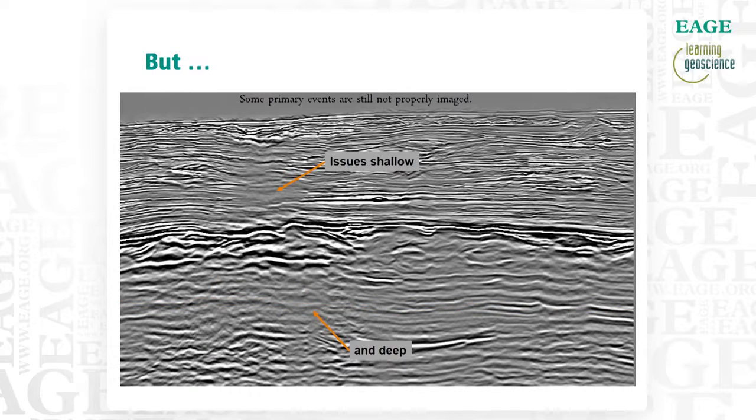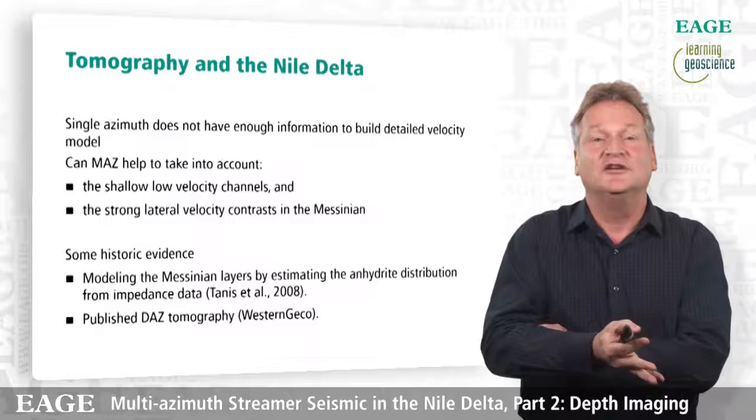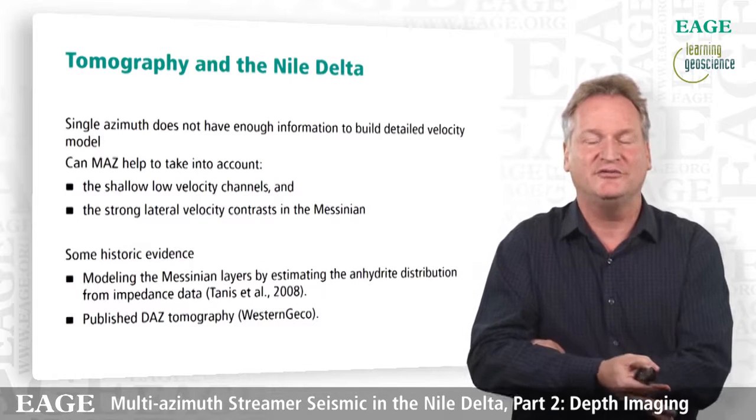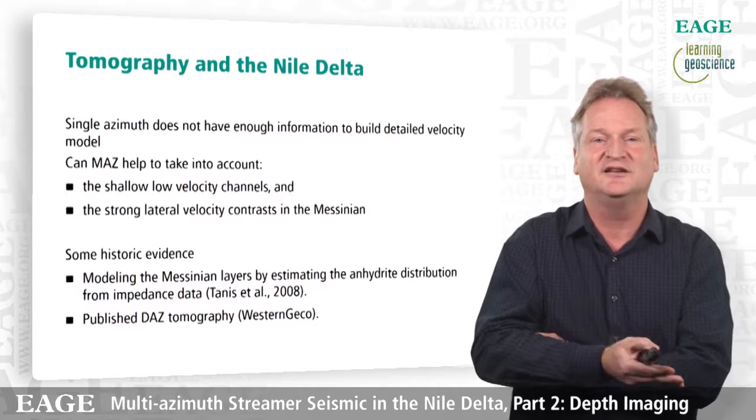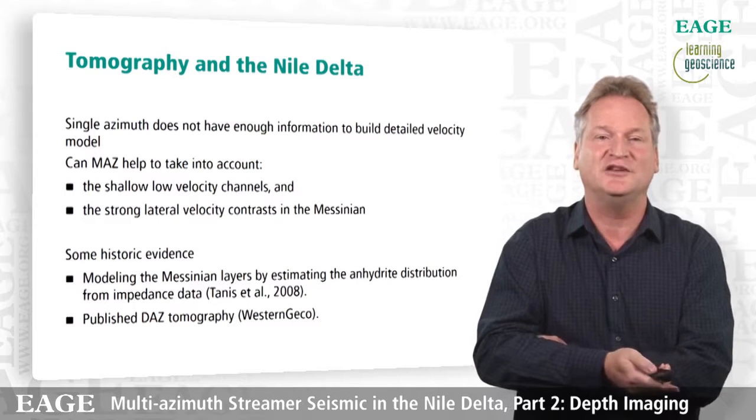And it's not just down deep, but actually up shallow, you can see the impact of that very shallow, likely gas charged channel sitting there that causes an amplitude dimming right below it. Now to solve this, in a depth imaging sense, it's not just solving for the Messinian layer itself, but you also need to be able to resolve that shallow gas charged channel there to be able to actually get a good image out of this. So we've looked at tomography in the Nile Delta before and depth imaging, but we never managed to use single azimuth data to actually resolve the issues that we need to resolve.